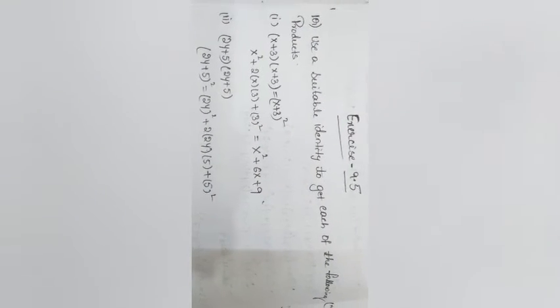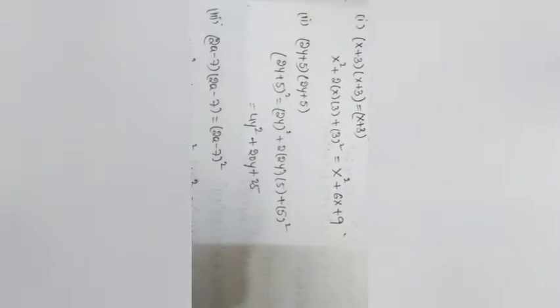A plus b whole square. So x plus 3 into x plus 3 is x plus 3 whole square. You know the formula of a plus b whole square, right? A square plus 2ab plus b square. So how do we write x plus 3 whole square in the form of a square plus 2ab plus b square?